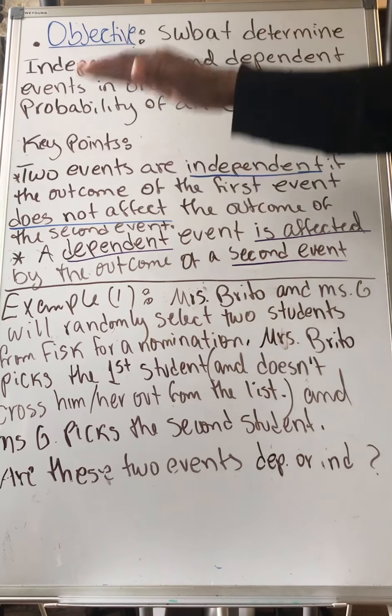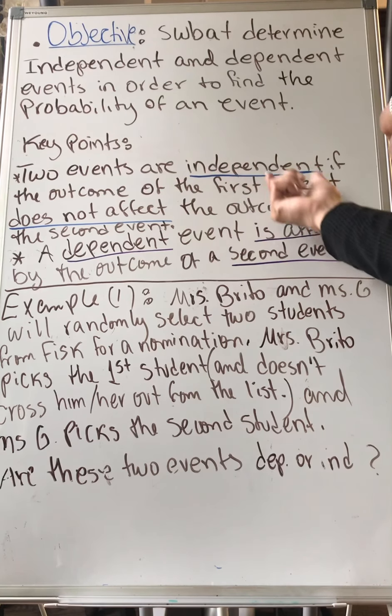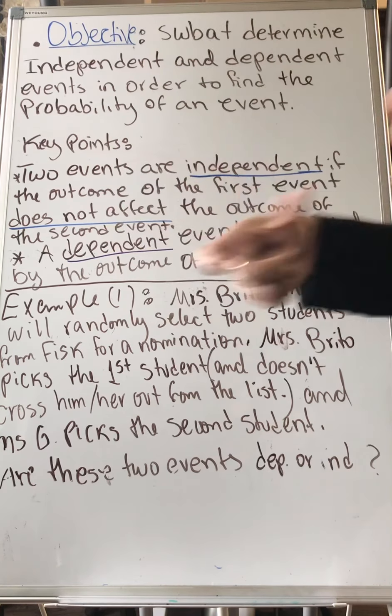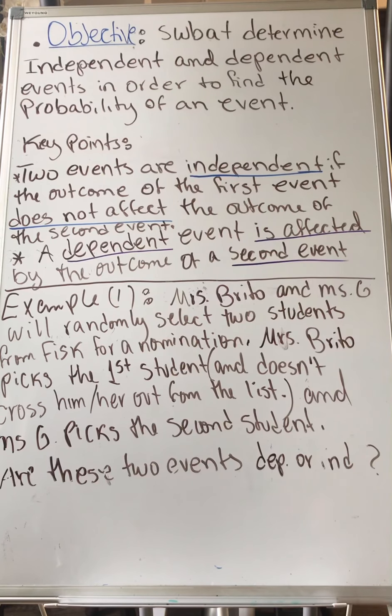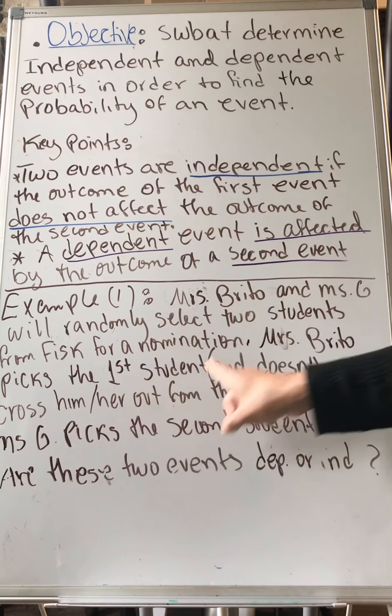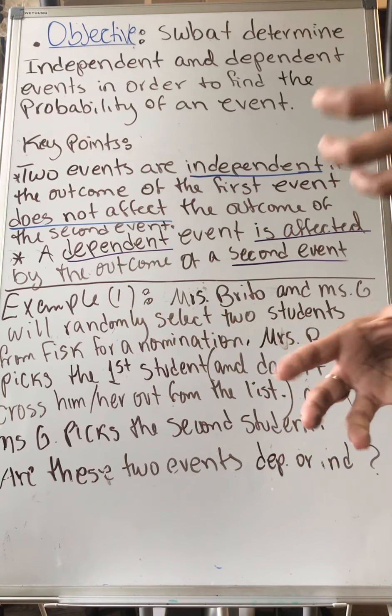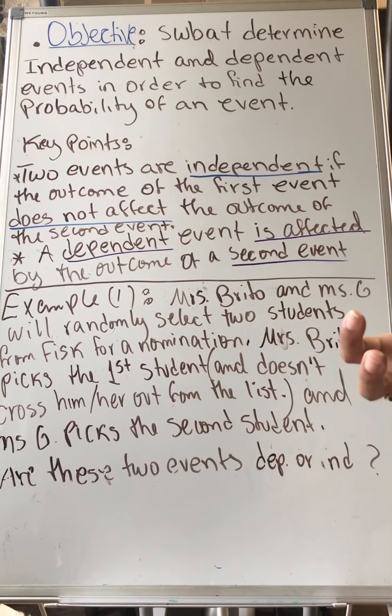So when you go back to the definition of independent, you ask yourself, is the outcome of the first event affecting or not affecting the outcome of the second event? What is it going to be? Just because it says here that I did not cross the person's name out, that means that person is still part of the list, and Ms. G can pick the person also.